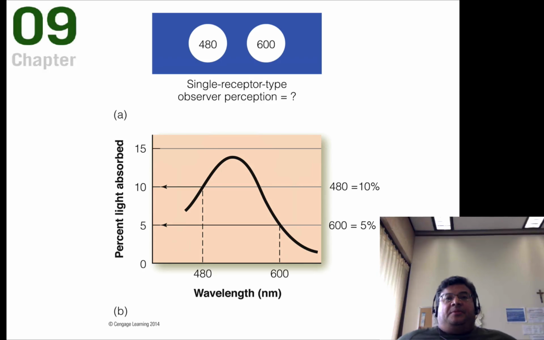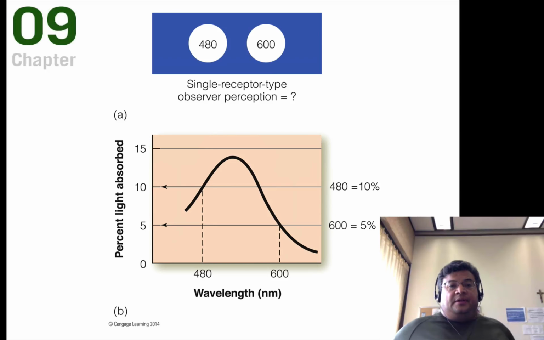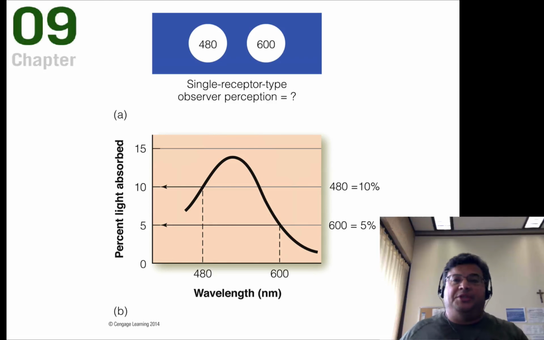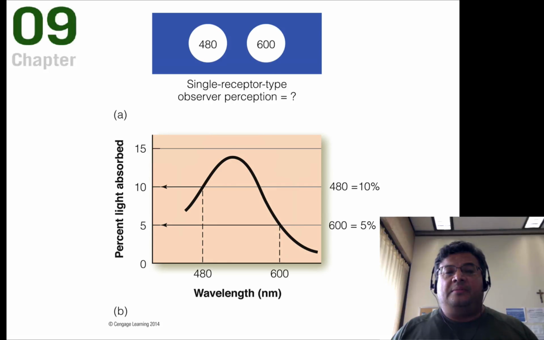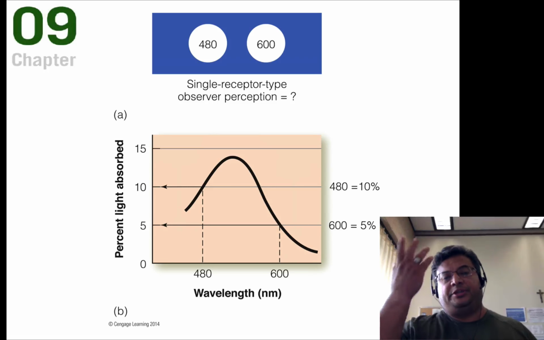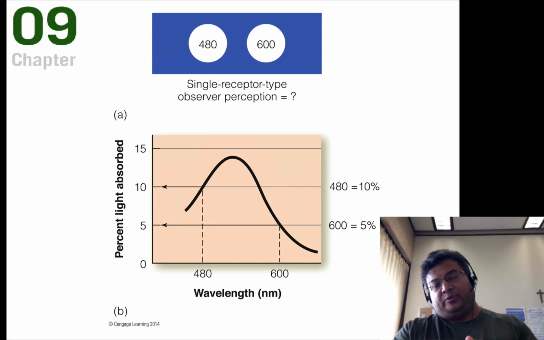So here's an example of what is going to happen to you if you only have one receptor. If you only have one receptor, and I shine two different lights in your receptive field, where this receptor lives, let's say I shine one at 480 nanometers and another one at 600 nanometers. All you're going to perceive are different intensities, really of the same color.